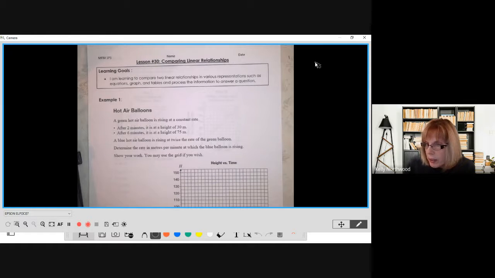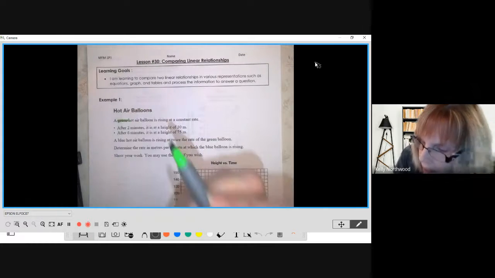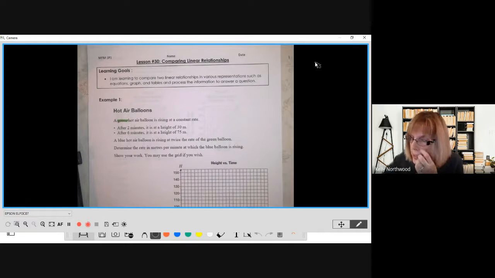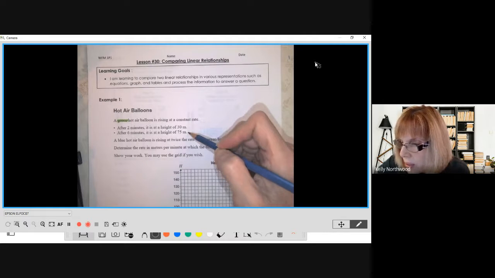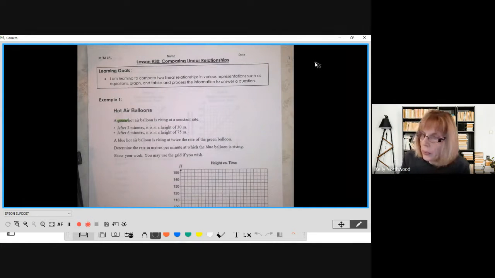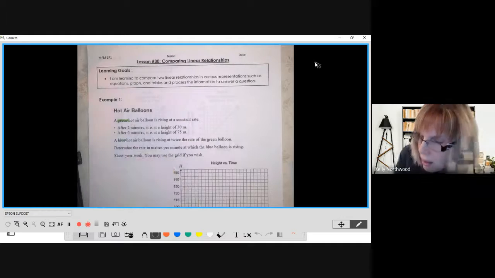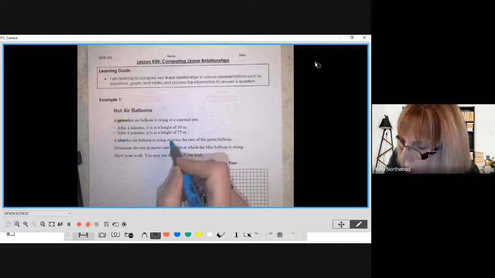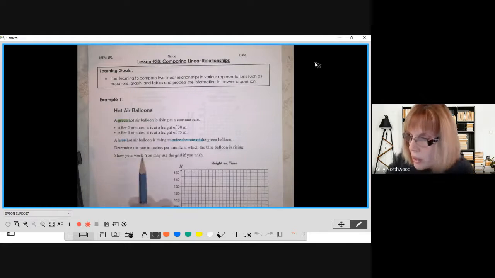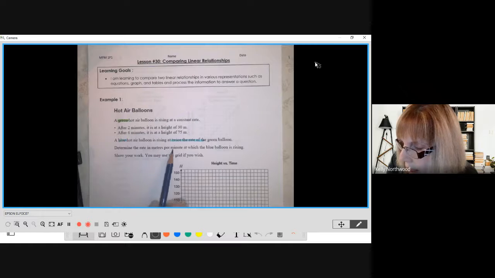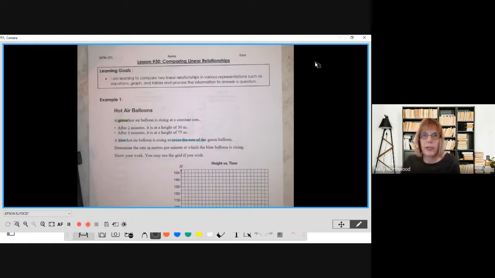So our first question is hot air balloons. A green hot air balloon, so I'll highlight it in green, is rising at a constant rate. After 2 minutes, it's at a height of 30 meters. And after 6 minutes, it's at a height of 75 meters. A blue hot air balloon is rising at twice the rate of the green balloon. Determine the rate in meters per minute at which the blue balloon is rising. Show your work.